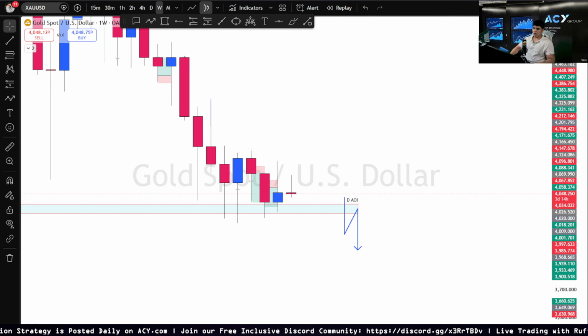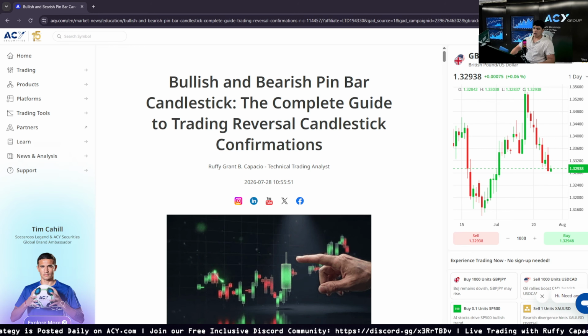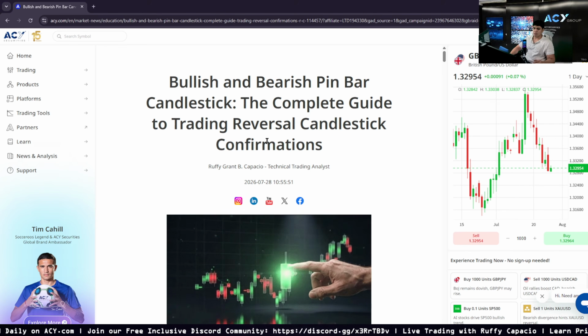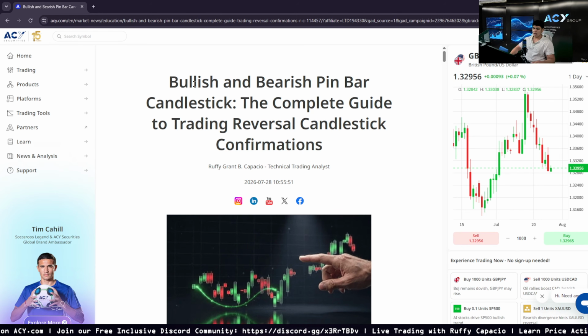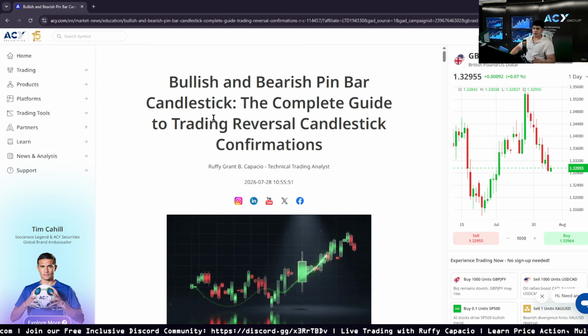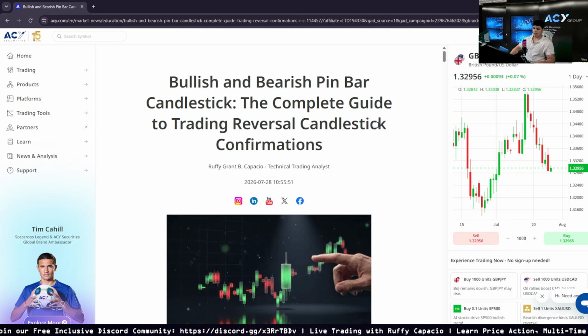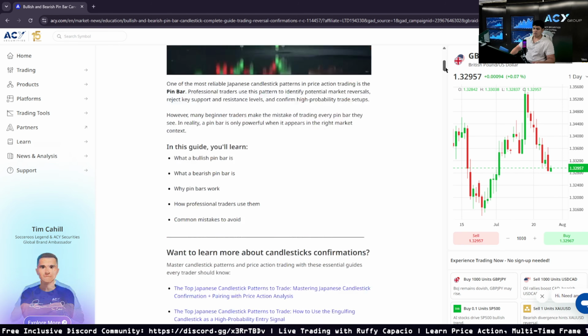Now, this is how I posted it. You could check out this blog. It is pretty recent, and I just posted it today. Bullish and bearish pin bar candlestick, the complete guide to trading reversal candlestick confirmation.